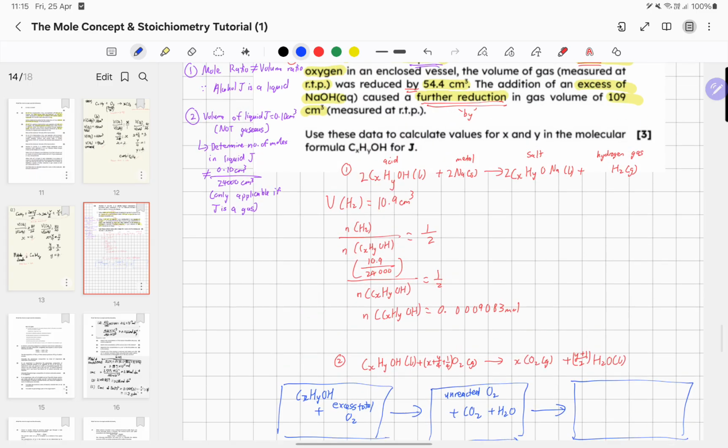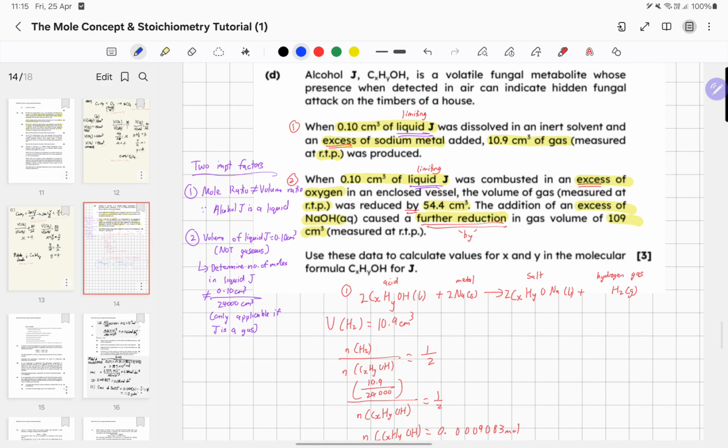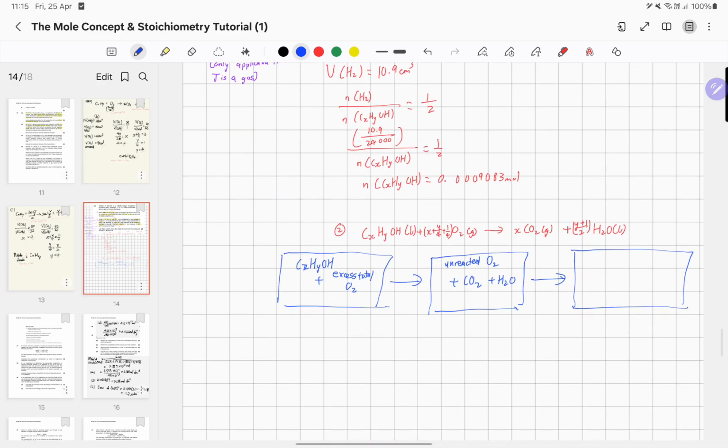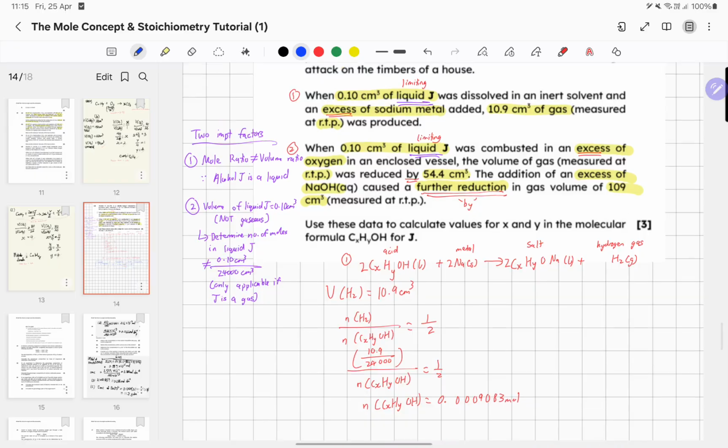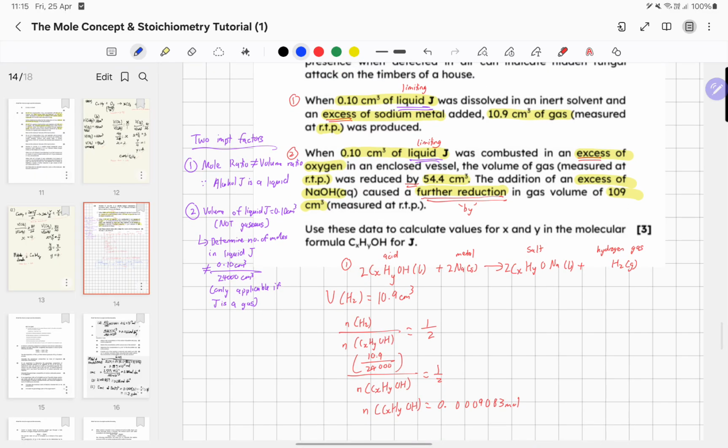But because in this case you are reducing the temperature to RTP, that's why there's no water in this equation. Okay, after that you go through the addition of NaOH, so therefore you have unreacted O2 left. Okay, so now we take a look at what this reduction of gases translates to.